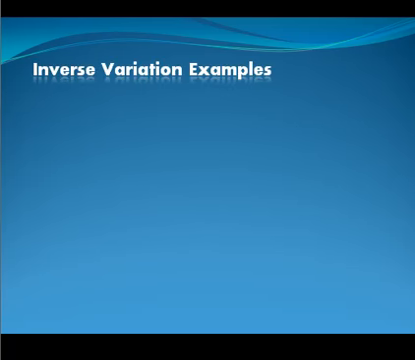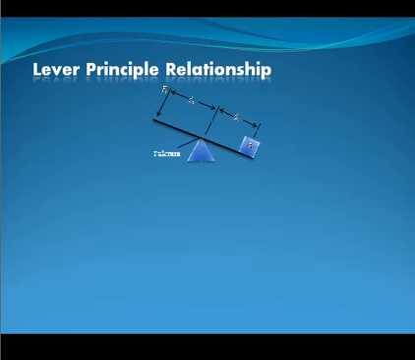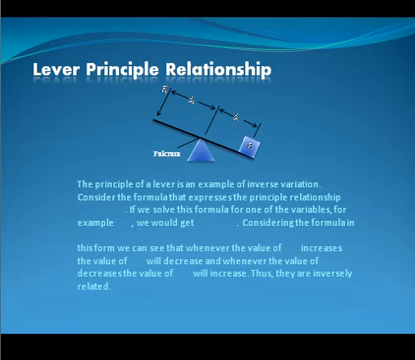Here are some examples of inverse variation. As the amount of money we spend increases, the amount of money we save decreases. As the amount of our sleep decreases, our chance of feeling tired increases. The principle of a lever is an example of inverse variation.